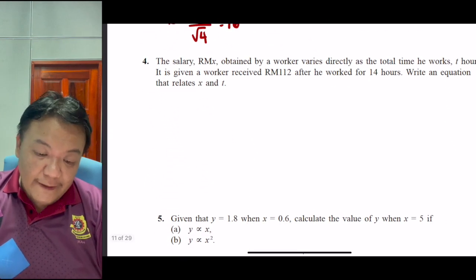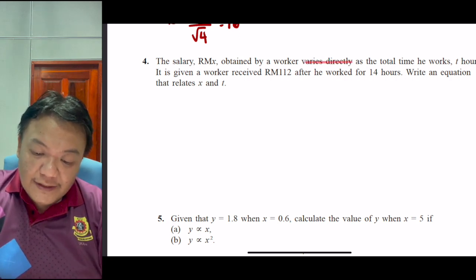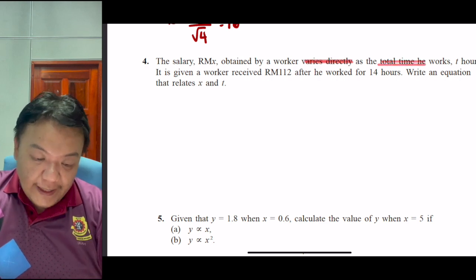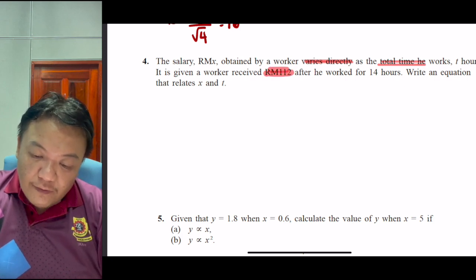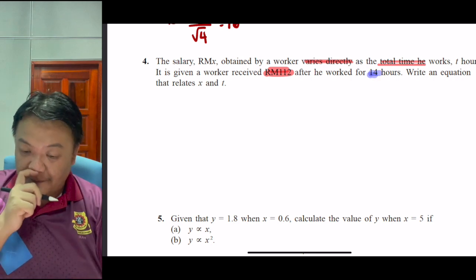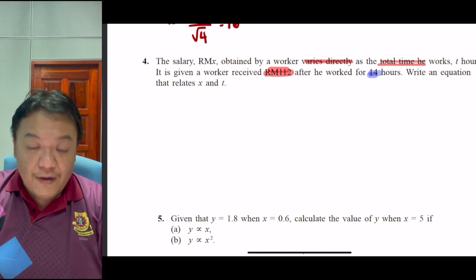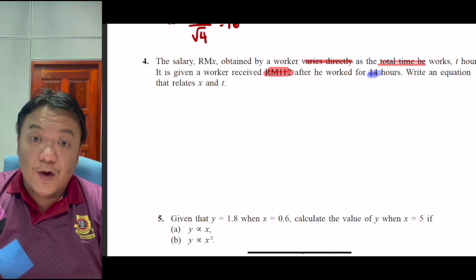The salary, RM x, obtained by a worker varies directly as the total time he works. It is given that the worker received 112 ringgit after working for 14 hours. So what do these two values do? Usually these two values are given for you to find the value of k.